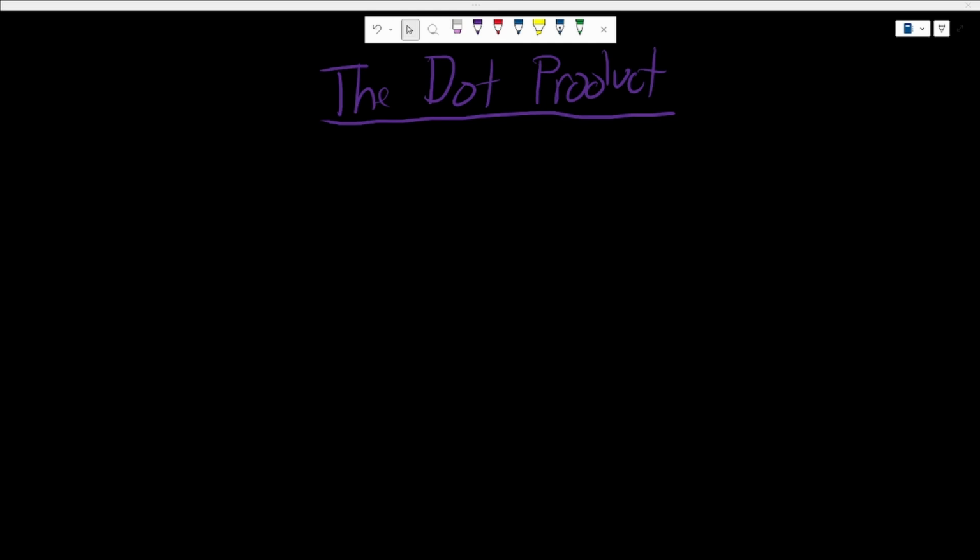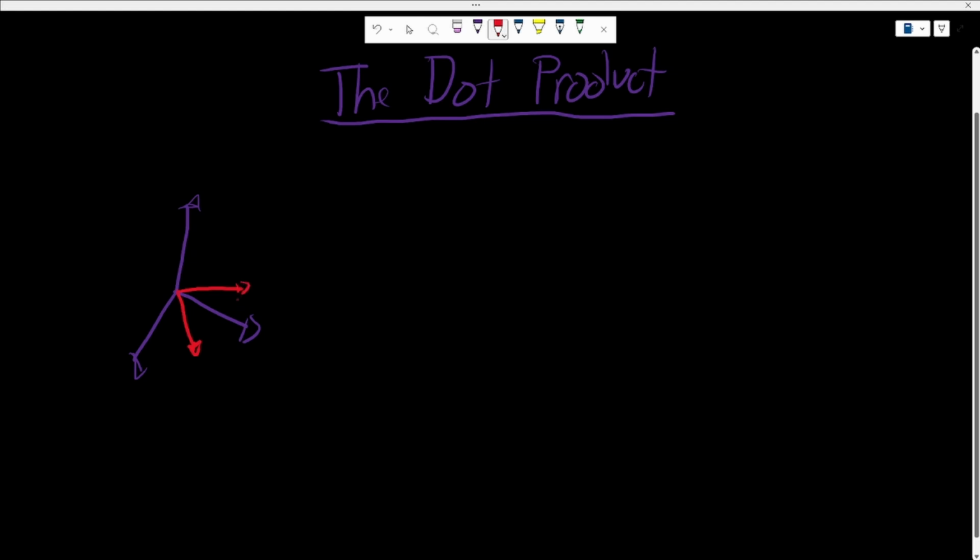So let's look at the concept of the dot product. Geometrically, if we had two vectors that started at the origin, so let's draw it in 3D first, and then we can generalize it to 2D as well. So if we have two vectors that start at the origin, and there's an angle between them, let's call it angle theta.